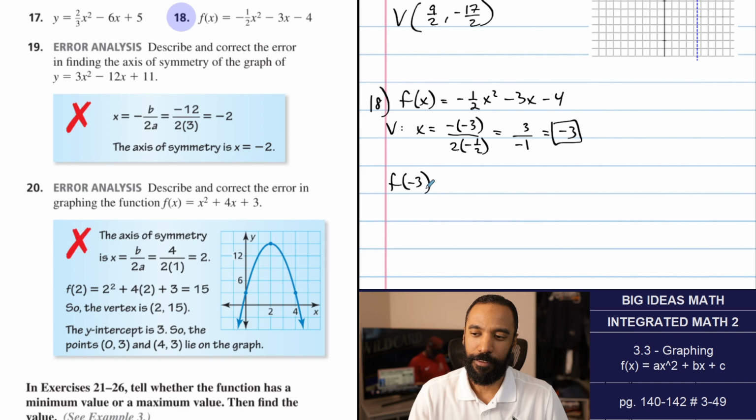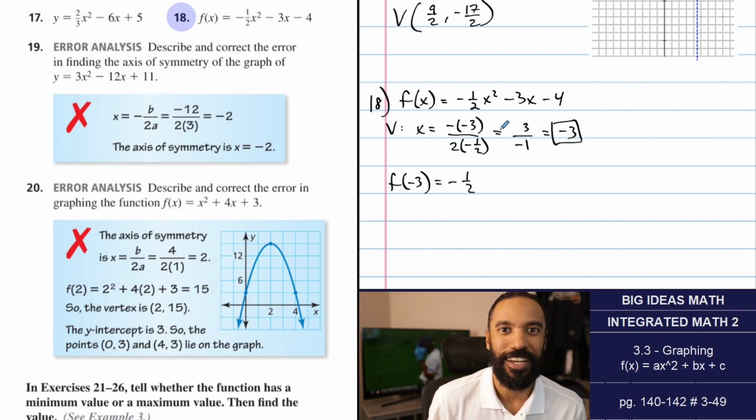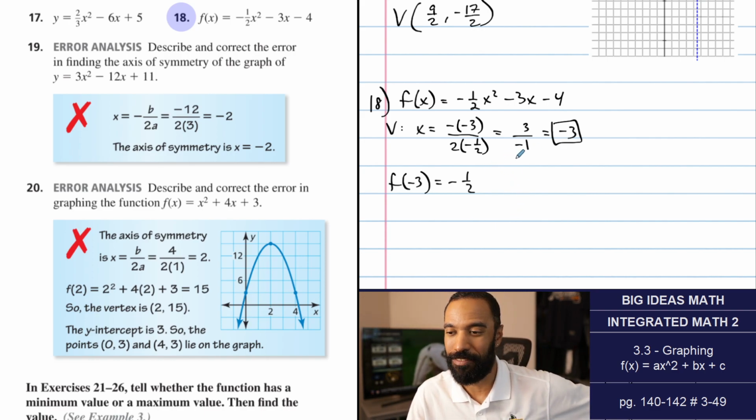Now let's do f of negative 3, which is negative 1/2. I'll tell you what, if your teacher says do 1 through 17 odd, you're like, I wish I had 18. I wish it was 2 through 18 even.